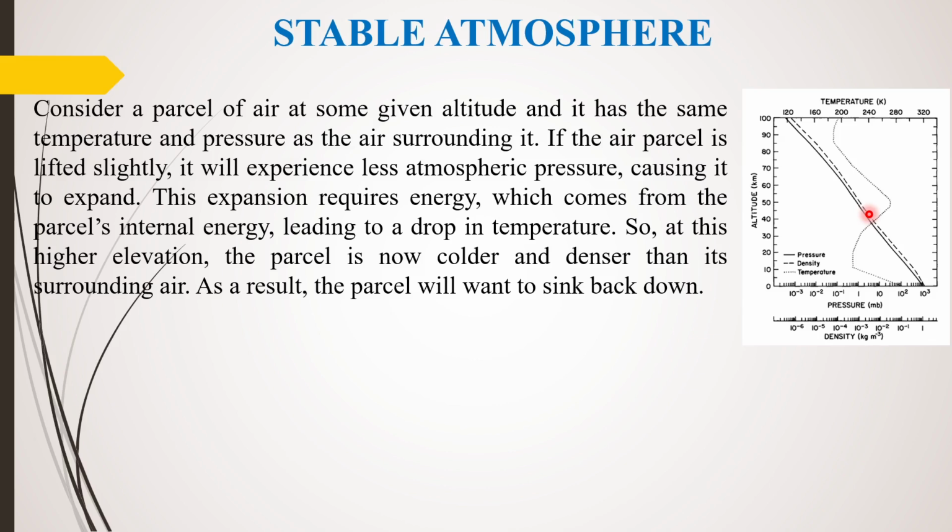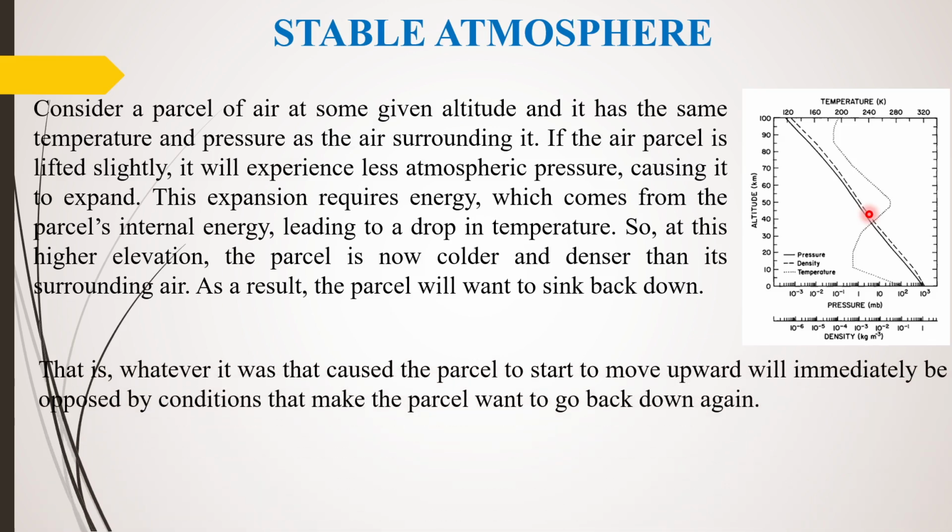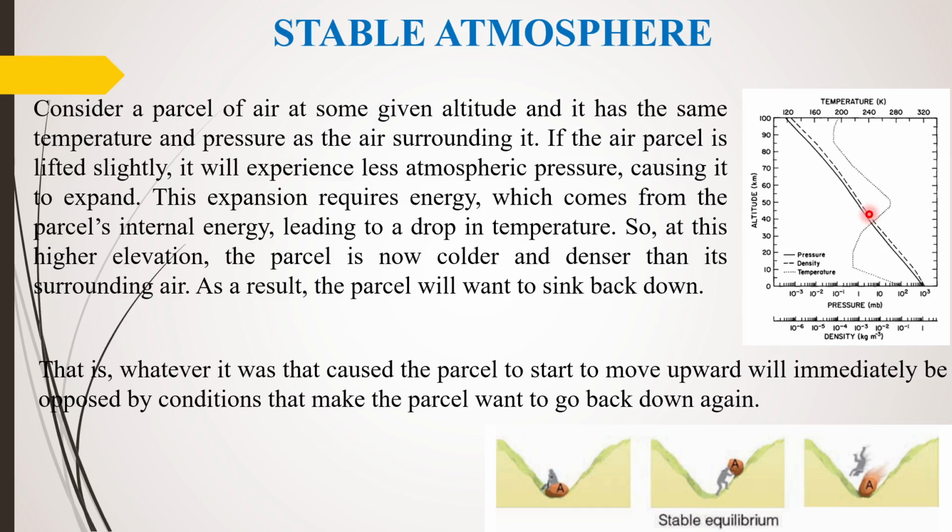So at the higher elevation, the parcel is now colder and denser than its surrounding air. As a result, the parcel will want to sink back down. That is, whatever caused the parcel to start to move upward will immediately be opposed by conditions that make the parcel want to go back down again. This atmosphere is called a stable atmosphere.